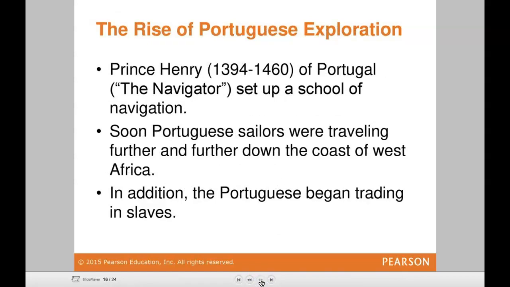The rise of Portuguese exploration. Prince Henry of Portugal, nicknamed the Navigator, set up a school of navigation, and soon Portuguese sailors were traveling further and further down the coast of West Africa. In addition, the Portuguese began trading in slaves, and the slave market began to expand and boom over time.